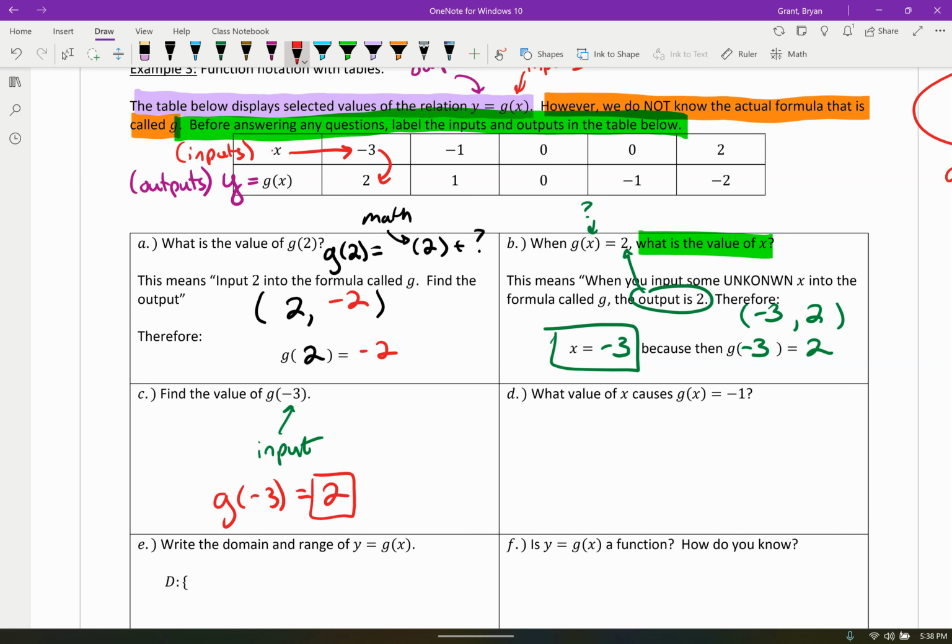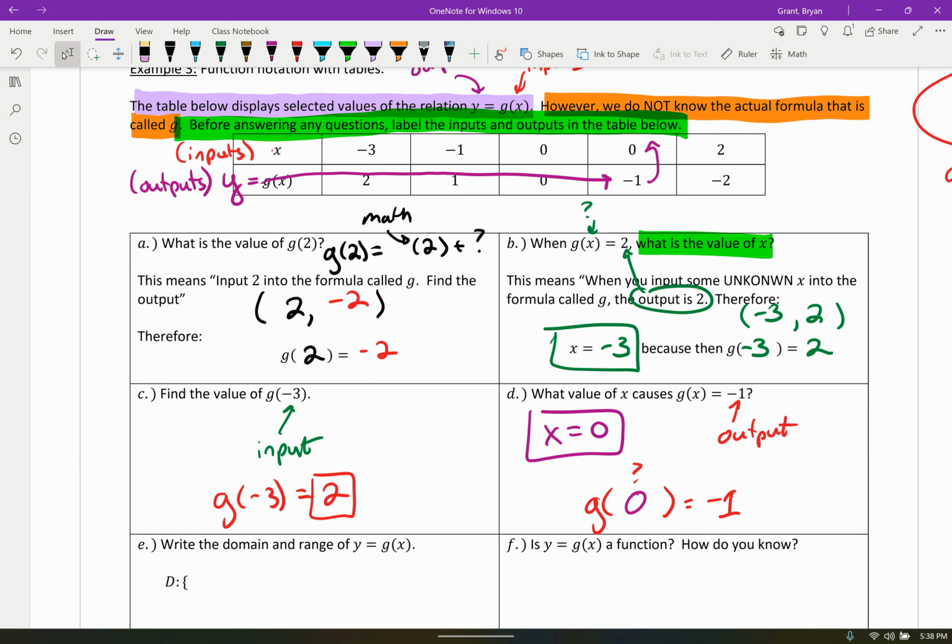D. What value of x causes g of x to equal negative 1? So we don't know the x. So g of something equals negative 1. So this is our output. We go to the output row. We head over to negative 1. There it is. What is the input that created that? That input is 0. So what value of x? X equals 0 created an output of negative 1.